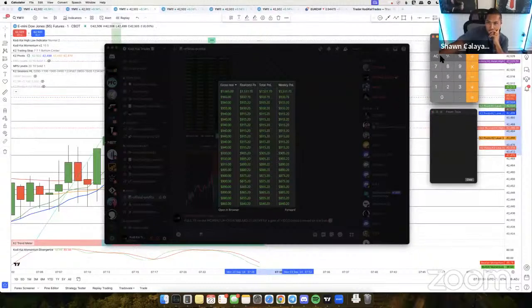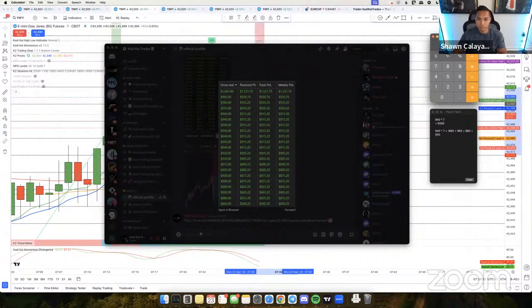I got more 940s here, so I'll do 940 times 7 plus 1665 plus 965 plus 960 plus 955 plus 930 plus 930 plus 915 plus 905 plus 900 plus 900 plus 90 plus 80 plus 85. So 20,130 across my personal account and my Apex accounts right here.